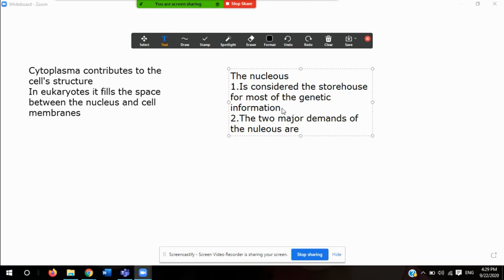and let me erase this right here. So there are two very important aspects that the nucleus needs to be able to perform in the cell. We already spoke that it's considered the storehouse of the genetic information, which is very important in terms of the information that our cells have. But the other thing is that DNA must be carefully protected. So the nucleus has to carefully protect the DNA.